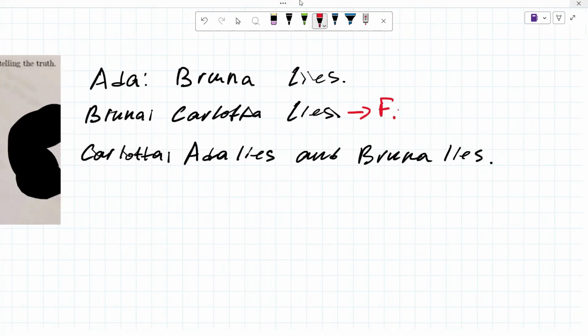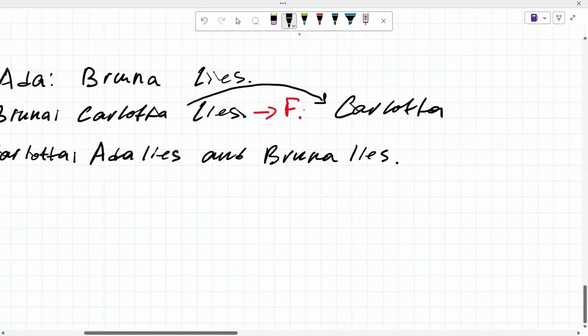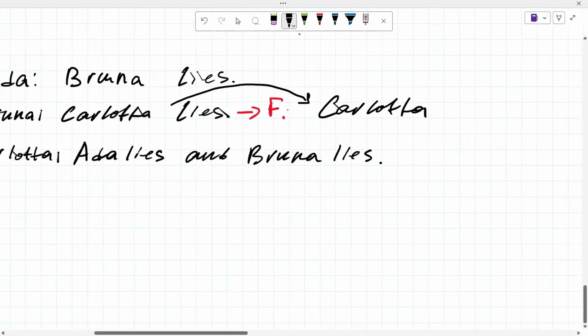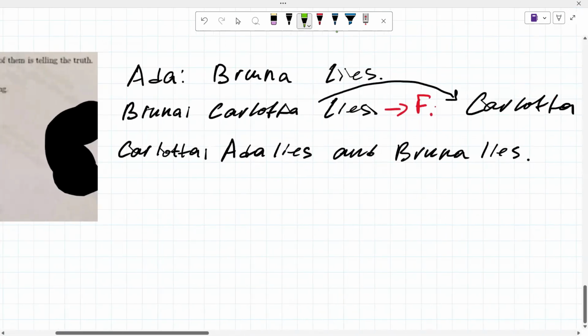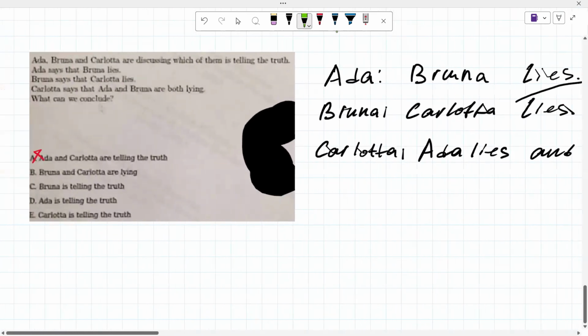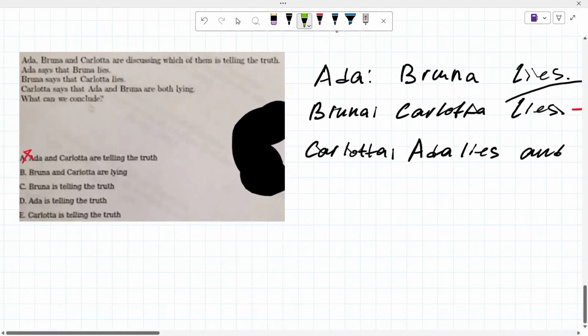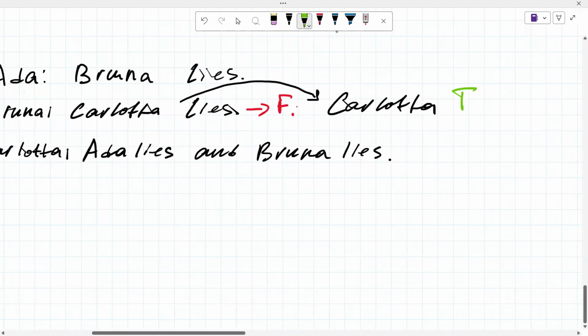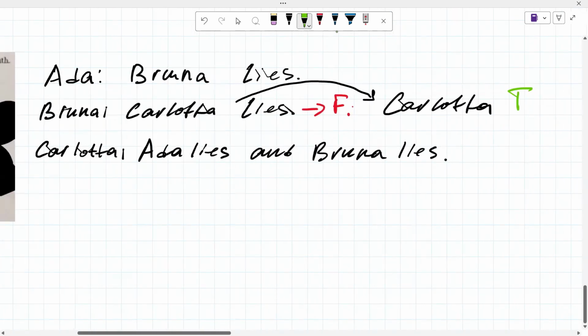Carlota lies is false. It means that if Bruna says Carlota lies and we know that Bruna is lying, then this statement becomes Carlota is telling the truth, which I'll shorten and write as Carlota T. Now we go for Carlota, and we know that Carlota is also lying. So the statement Ada lies and Bruna lies is false.